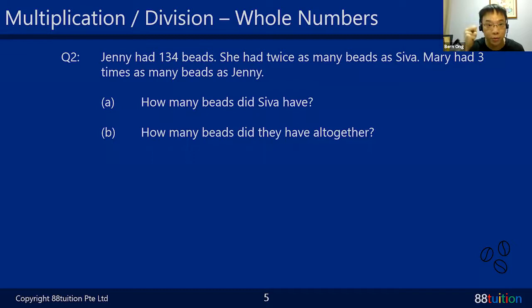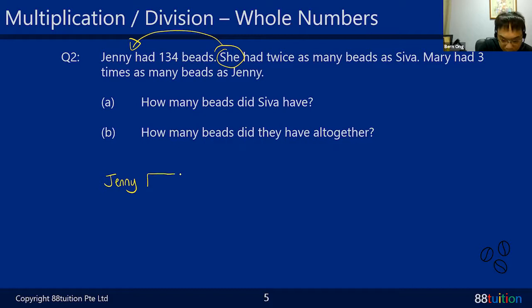Jenny had twice as many beads as Siva. The "she", who does the "she" refer to? The "she" refers to Jenny. Twice means what? Twice means two times. So Jenny has twice as many beads as Siva. Twice means like that. So simple. I also know that Jenny is 134. That means down here is 134. Correct or not? Correct.